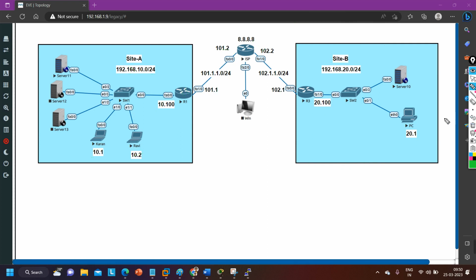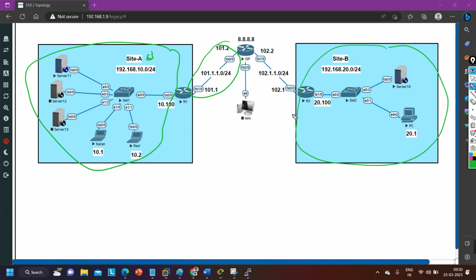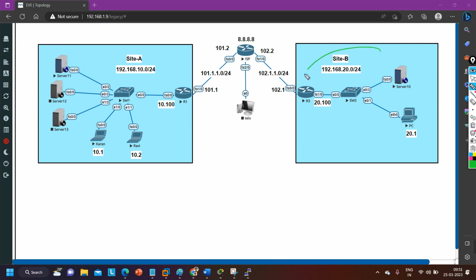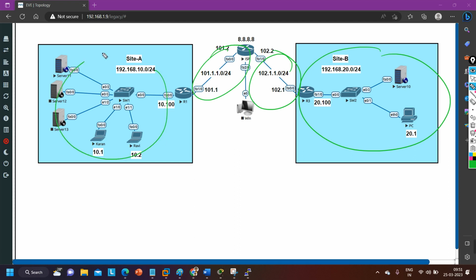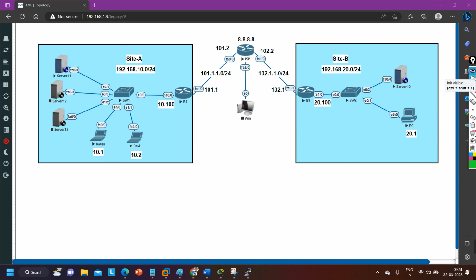Let me make you understand again. See, for site A, this is my inside local network, this is my inside global network, this is outside local, and this is outside global. In the same way for this site B, this is inside local, this is inside global, this is outside global, and this is outside local. So there are only 4 zones in NATing, in network address translation.